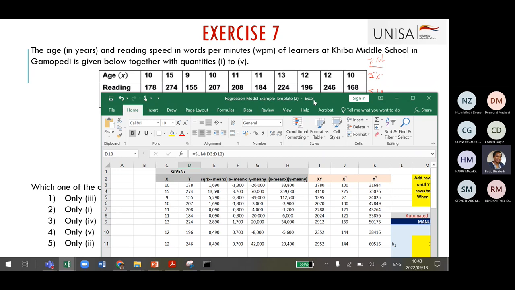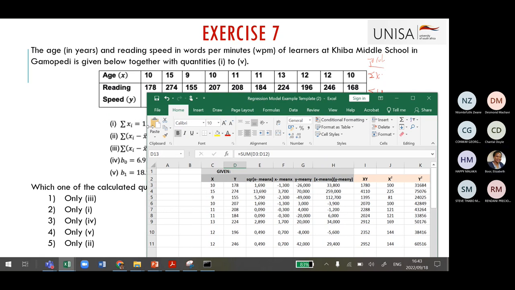10, 178, 274, 155 and 9, 10 and 204, 11 and 204, 13 and 224, 12 and 196, 12 and 246 and 10 and 168. There we go. So I have all the values. I can just minimize this.